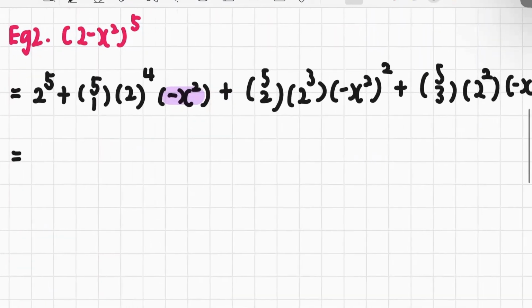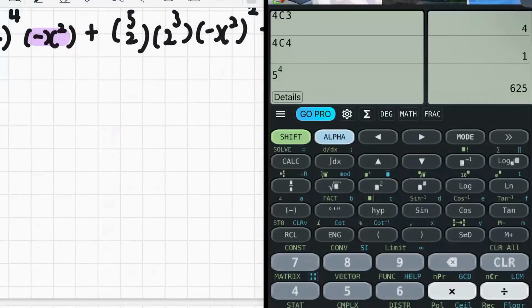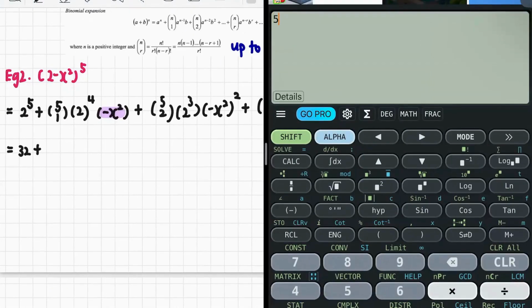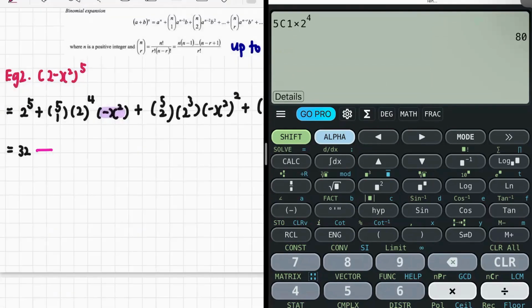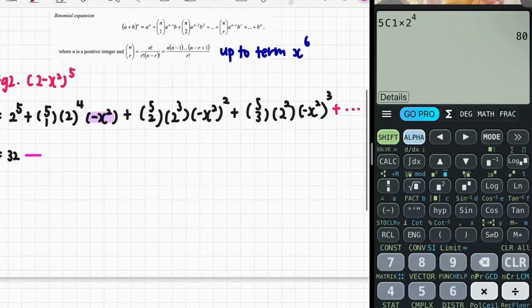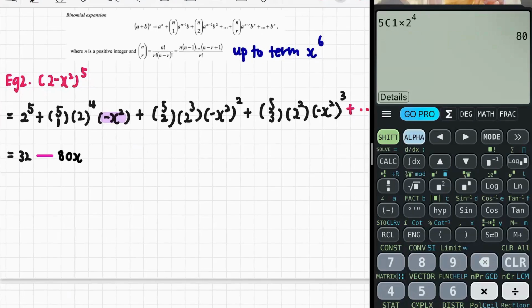Okay, so now we can see 2 power 5 is 32. Now I can straight away press the calculator, because I no need to go step by step, slowly. So what we have here, 5 choose 1, multiply by 2 power 4. Do you notice that there is a minus sign here? So that means this one here has to be a minus. So this one here will be minus already, and our coefficient was 80, right? So minus 80 x squared.